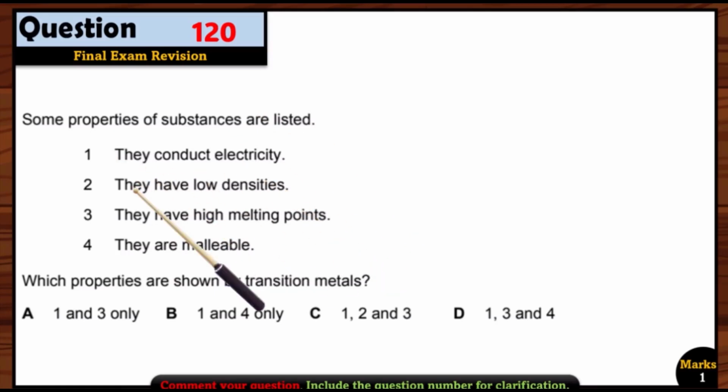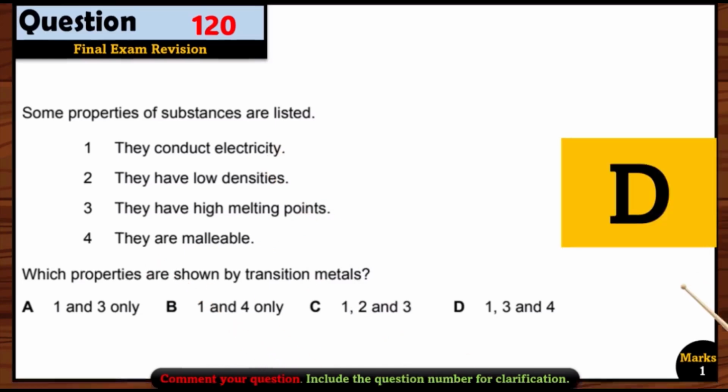They conduct electricity. They have low density. Wrong. Okay, so we have to check for transition metals. Transition metals don't have low density. 1 is right. They have high melting points. 3 is right. They are malleable. Yes, that's also right. So 1, 3, and 4. That is option D. So option D is correct.